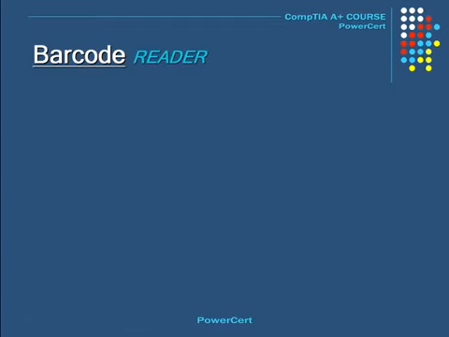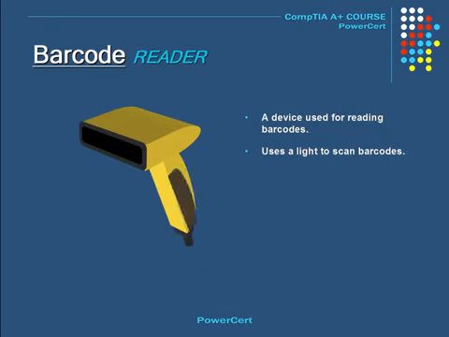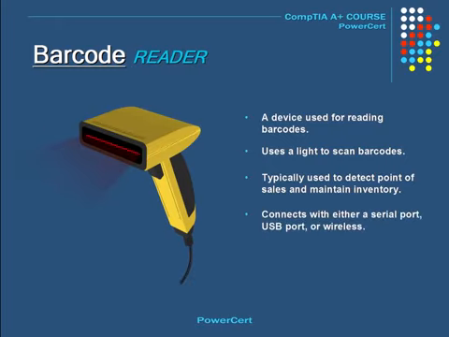A barcode reader is a device that is used for reading barcodes. It uses light to scan barcodes, and it's typically used to detect point of sales and maintain inventory. It can connect to a computer through a serial port, USB port, or a wireless connection. Barcode readers can come in several forms, but the most popular is the handheld trigger type.